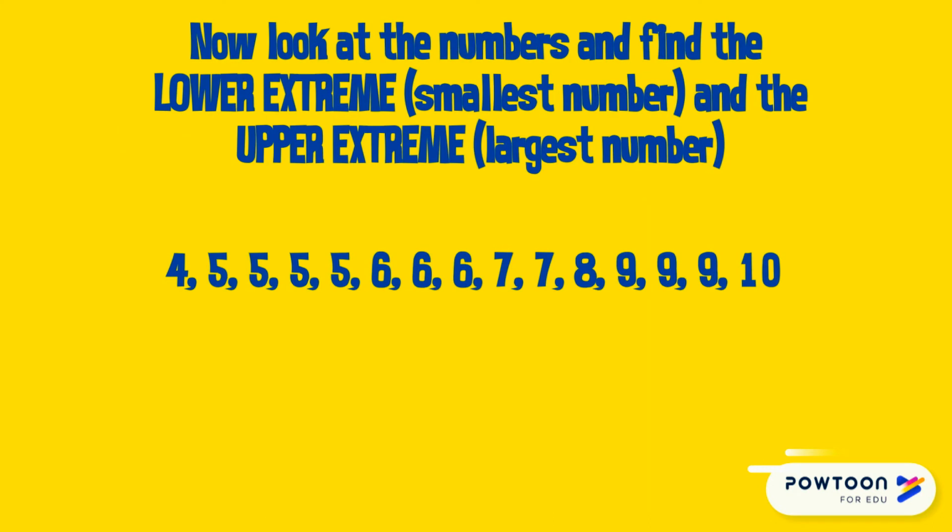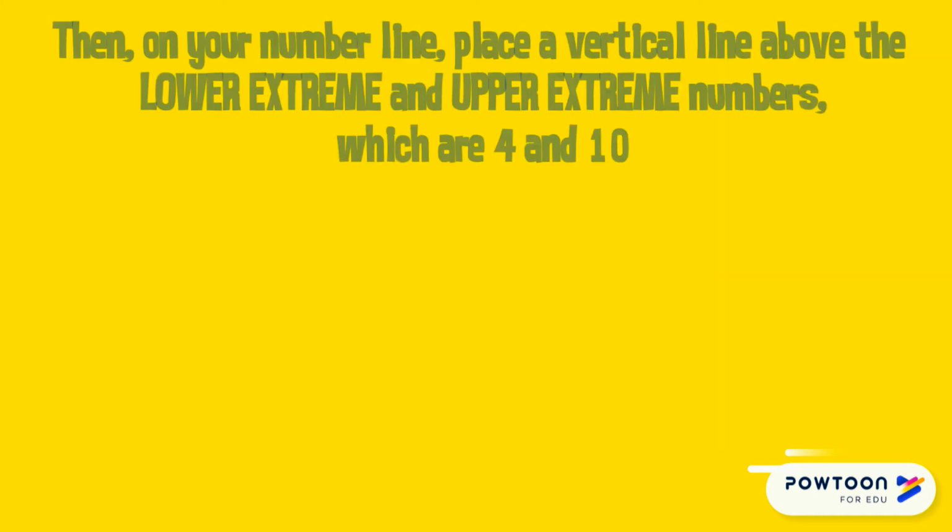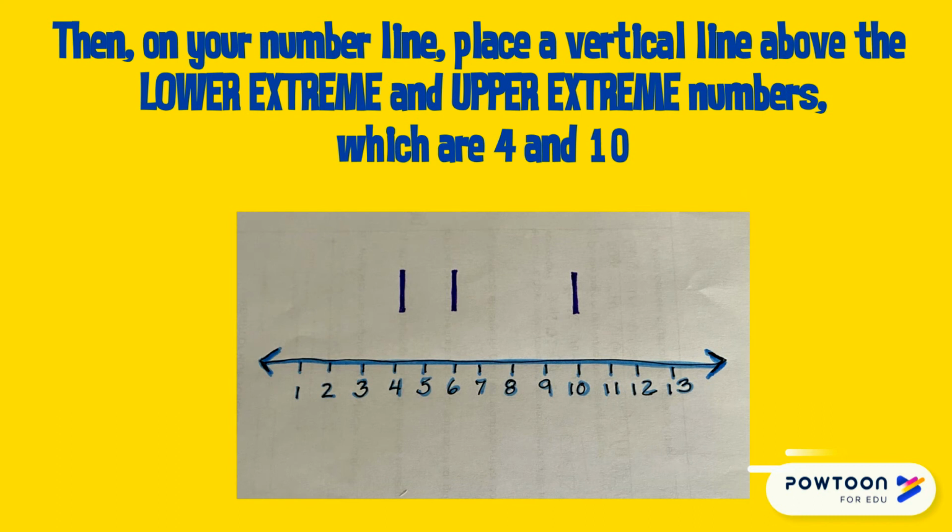Now look at the numbers and find the lower extreme, or smallest number, and the upper extreme, the largest number. Here they are 4 and 10. Then, on your number line, place a vertical line above the lower extreme and upper extreme numbers, which are 4 and 10.